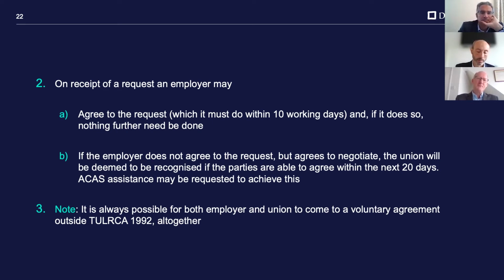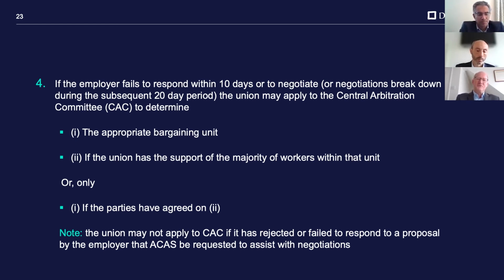On receipt of a request, the employer may agree to the request, as Will has said, which it must do within 10 days. And if it does so, then we have an agreement, and that's the end of the matter. The union is recognized. If the employer doesn't agree to the request, but agrees to negotiate, then they'll be deemed to be recognized if the parties agree within the next 20 days. And ACAS assistance may be requested to achieve this. It's a very sensible idea, if you are the employer, to get ACAS to assist you. Note, it's always possible for both employer and union to come to a voluntary agreement outside TULRCA altogether. Will touched on that. So you can just agree without a formal request from the union.